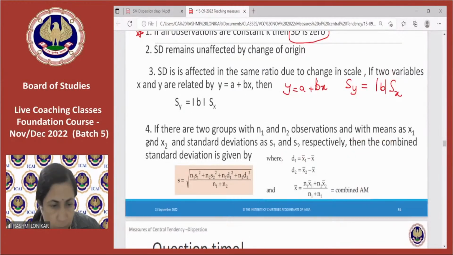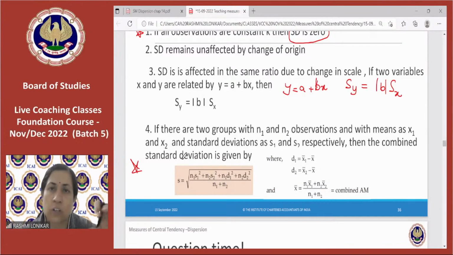Now this is also an important formula, on which you may get a sum. If there are two groups, you remember when we talked about combined mean? In combined mean, if there is a group of data with n1 observations and it has x1 bar as its mean, and we have another set of observations with number n2 and mean x2 bar, then when we combine these two groups of data, we get x bar is equal to (n1 x1 bar plus n2 x2 bar) upon (n1 plus n2).